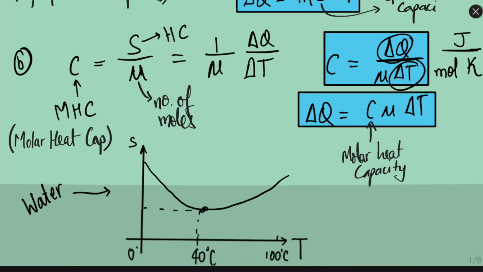For example, this graph is for water. This is the graph between specific heat capacity and temperature. It is not that specific heat capacity remains the same, it changes with temperature. At 40 degrees Celsius the specific heat capacity of water is least. This means if the water is at 40 degrees Celsius, then it will be very easy to increase the temperature to, let's say, 45 degrees Celsius. But if the water is at 0 degrees Celsius, then it is very difficult to increase the temperature much.